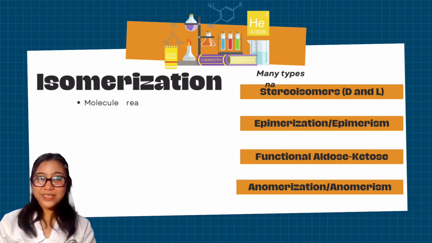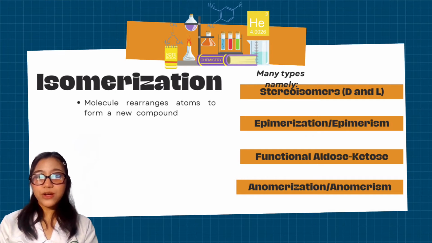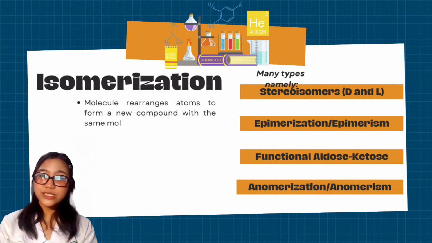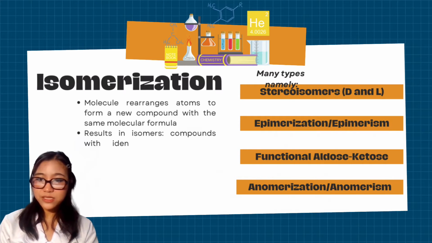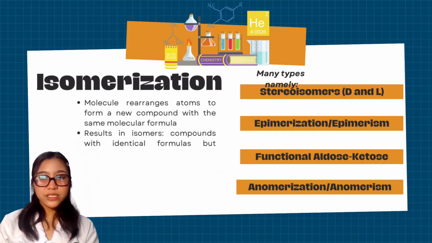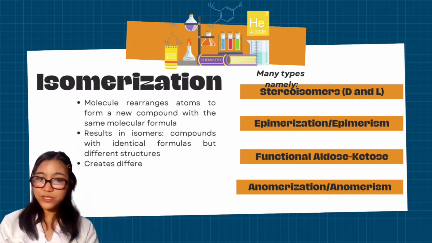Let's start with a basic definition of isomerization. Isomerization is the process by which a molecule rearranges its atoms to form a new compound with the same molecular formula but a different arrangement of atoms. This process results in isomers, which are compounds that share the same chemical formula but differ in structure.